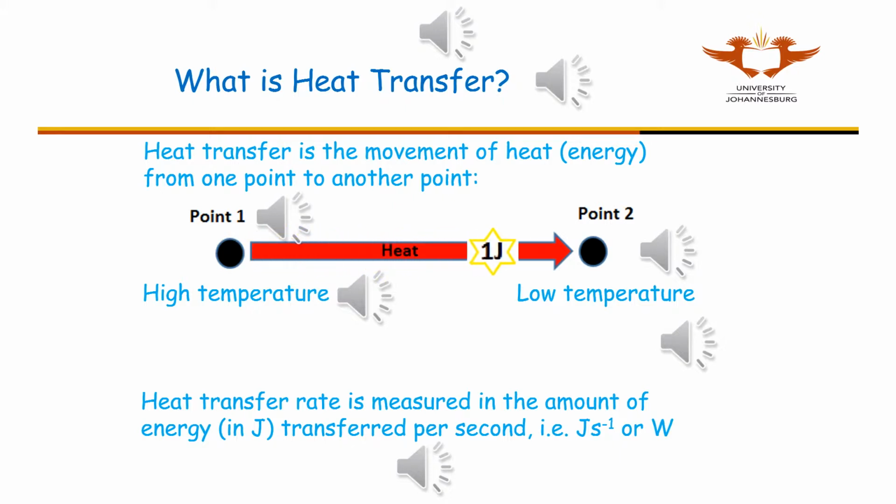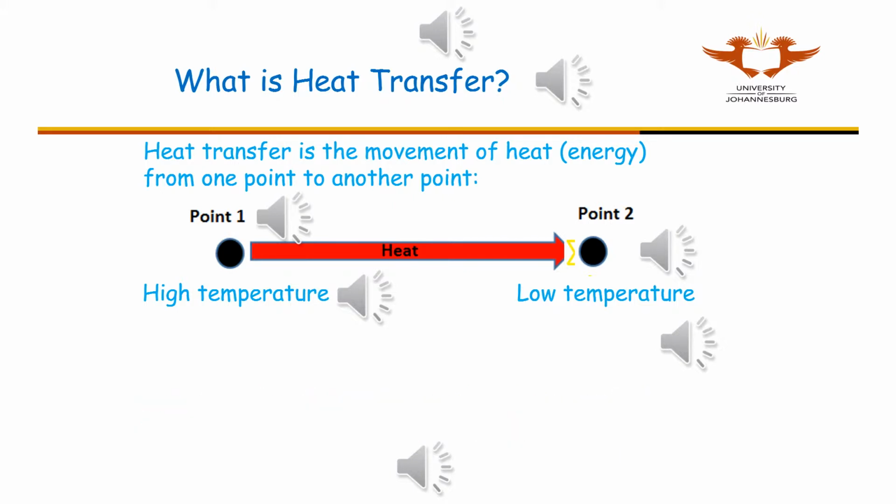Consider 1 joule of energy, that is being transferred from point 1 to point 2, in 2 seconds, as shown in the animation. What is the heat transfer rate in watts? Well, if 1 joule is transferred every 2 seconds, it means that only half a joule is transferred every second, so the heat transfer rate would be half a watt.